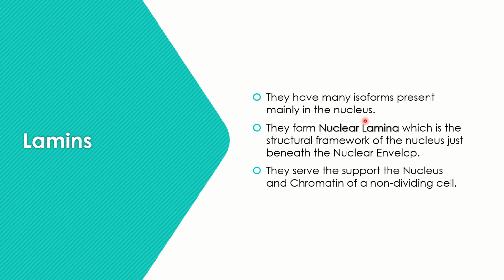Lamins have many isoforms in the nucleus. Its speciality is that it will be in the nucleus, okay? Why? Because they form the nuclear lamina, which is the structural framework of the nucleus just beneath the nuclear envelope, okay? They serve to support the nucleus and chromatin of a non-dividing cell.